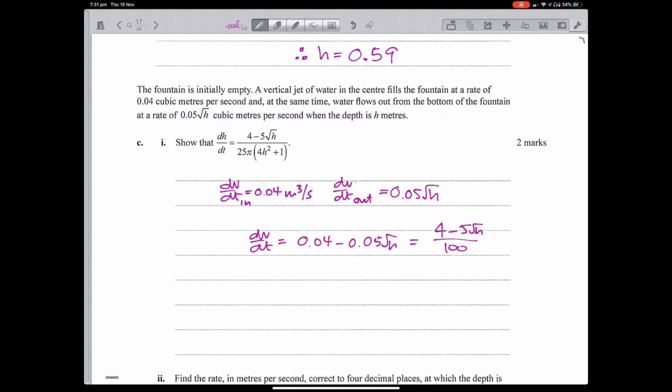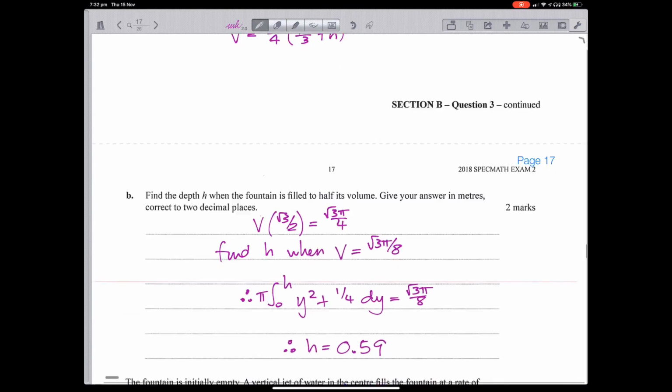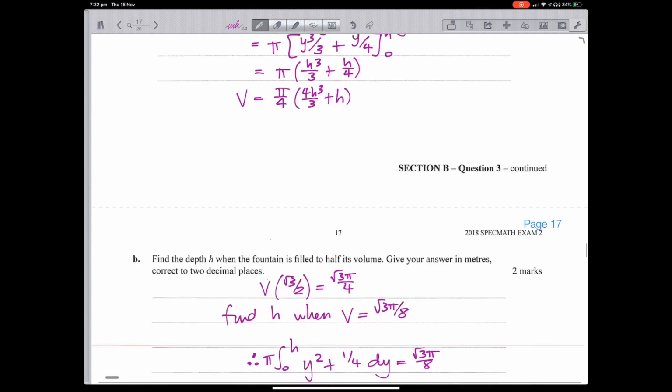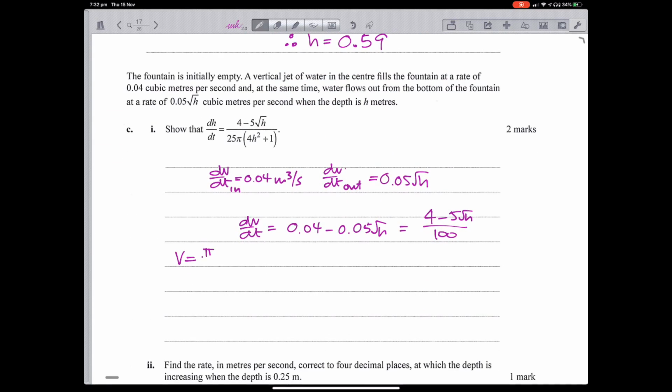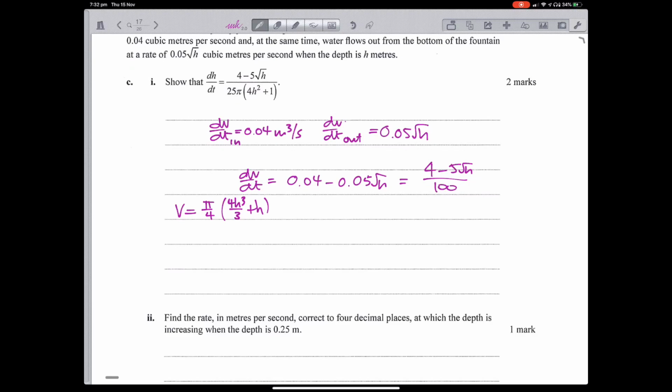Okay, show that dh/dt, so we've got dV/dt, we've got V in terms of h. Okay, so we know V is equal to, pardon me, pi on 4, 4h cubed on 3, is that right? Plus h, yeah. So dV/dh is equal to pi on 4, 4h squared plus 1.